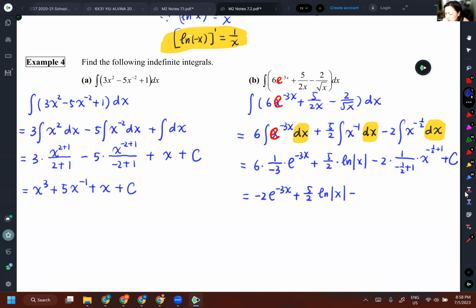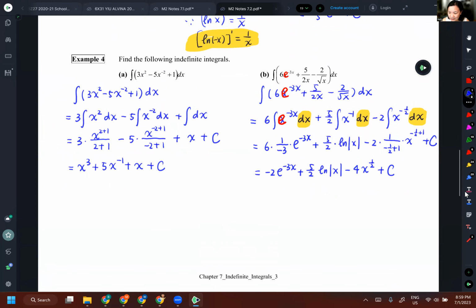minus, now this is difficult, just use the calculator, okay? This is 4 x to the power 1 over 2 plus c. Is that okay? I hope so. Just leave the absolute value there. The answer has absolute value, that's fine. At this stage, it's fine. Later on, we may have to do something, but at this stage, it's okay.